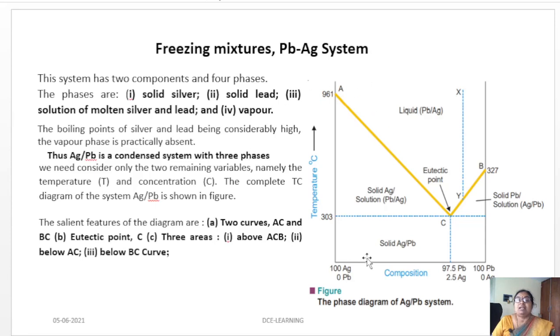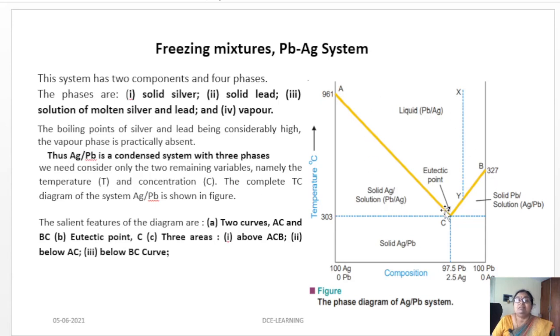This system has two components and four phases. The phases are solid silver, solid lead, a solution of molten silver and lead, and the fourth one, which is a vapor phase. The boiling points of silver and lead being considerably high, the vapor phase is practically absent. Therefore, we are going to use the condensed phase rule here.